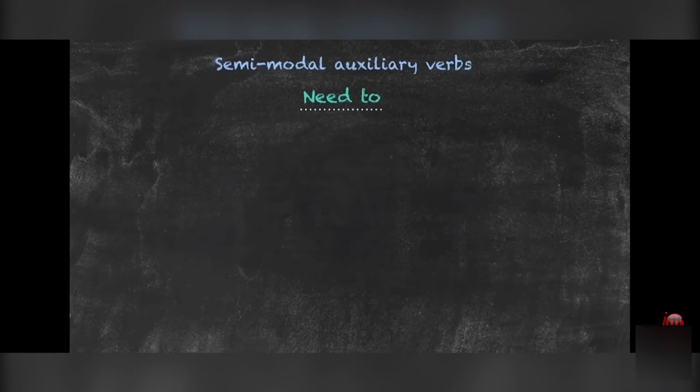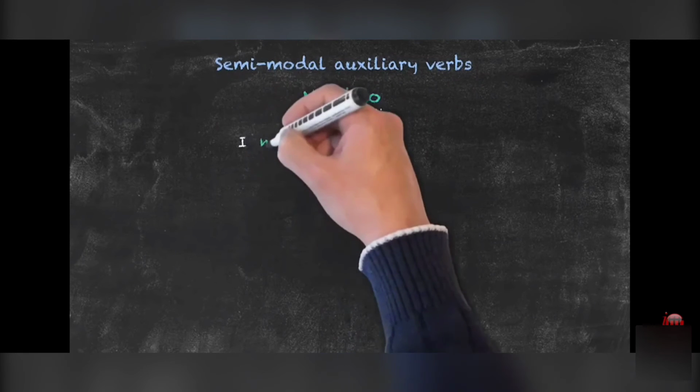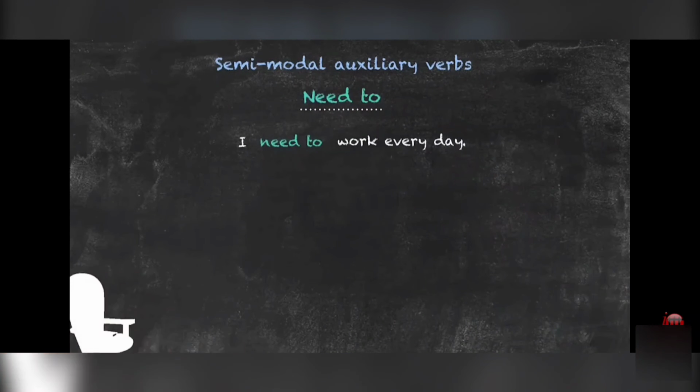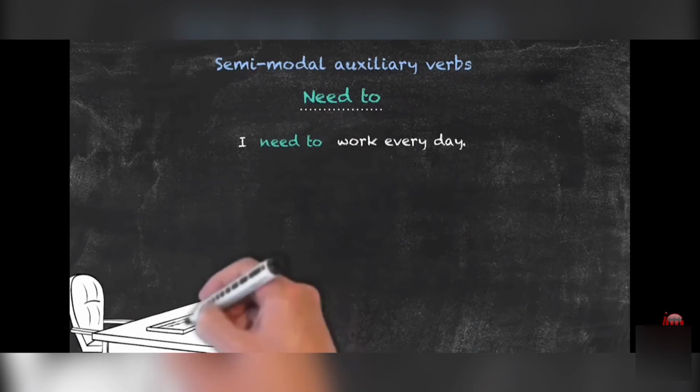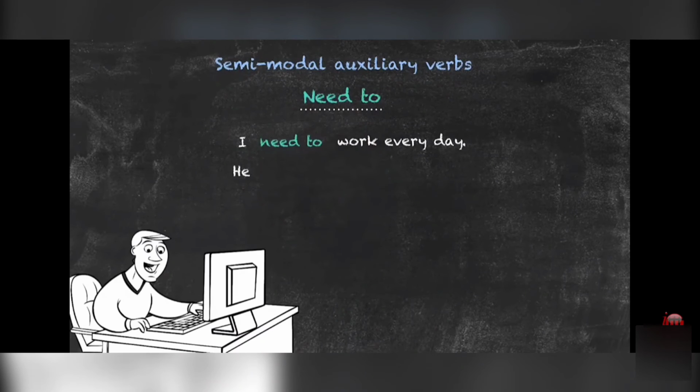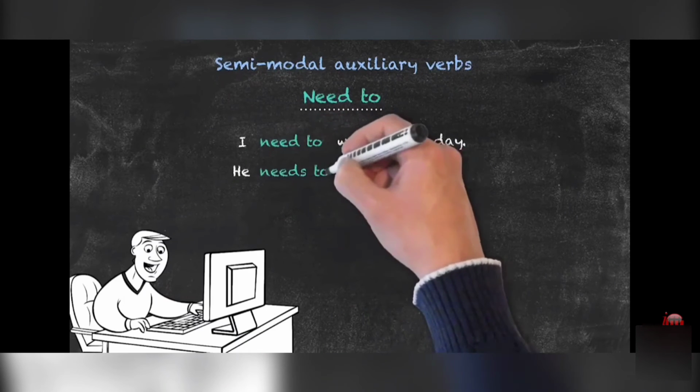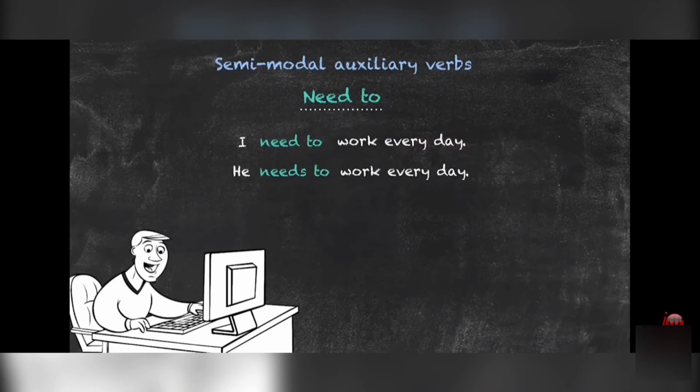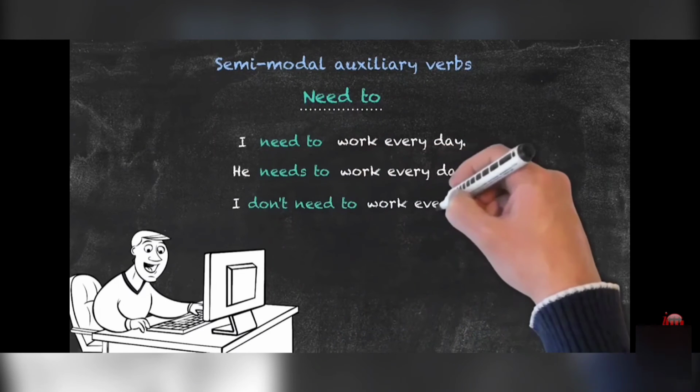Unlike true modal auxiliary verbs that don't change their form, if we use the pronoun he, in this case, we add an s. To make a negative, such as "I don't need to work every day," we use the auxiliary verb do. The same with a question. "Do you need to work every day?" Again, we're using the auxiliary verb do.